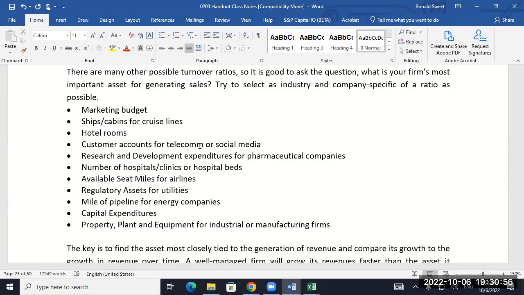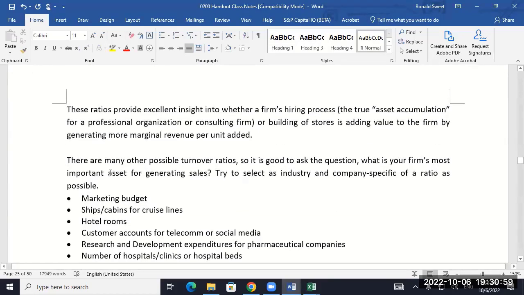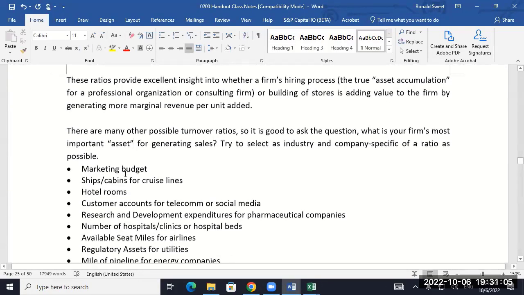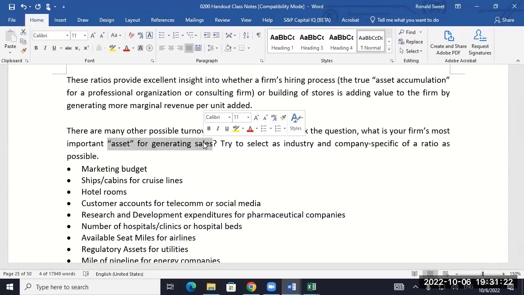What you're trying to figure out is what asset, and the word asset you can almost put in quotes because it doesn't have to be on the balance sheet. What expenditure, what asset, what value does the firm have that really ties to generating sales? It can be people, square feet, marketing budgets, research and development budgets. Those kinds of things can all drive sales. You're trying to find what generates sales, and then you want to ask the question, can we do it more efficiently?